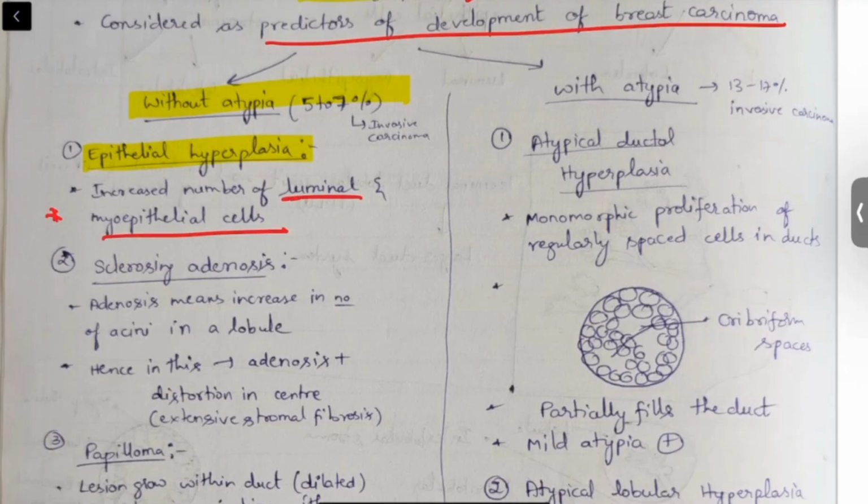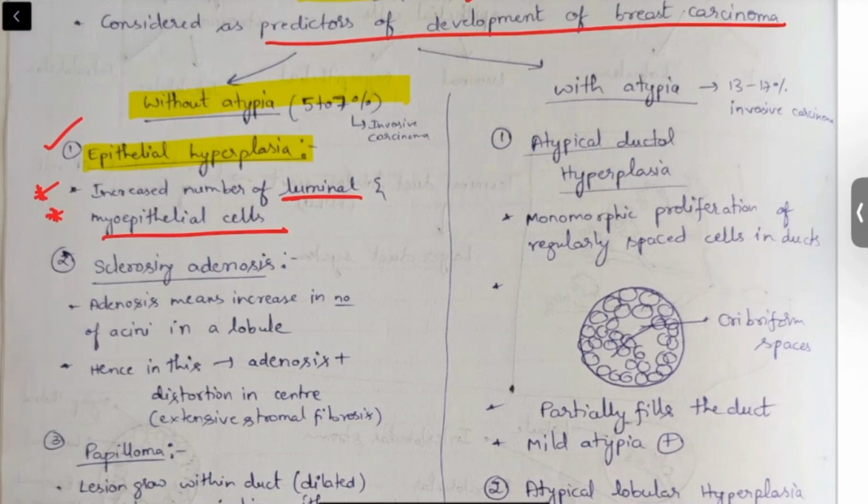If we diagnose it, suppose we have done a mammography and noted density and calcification, we take a biopsy of that specimen and visualize it under the microscope. If we see that the luminal and myoepithelial cells of the ductules are more in number, then it is diagnosed as epithelial hyperplasia, and we can predict that this patient has a 5 to 7% risk of developing invasive cancer. So we will monitor her closely, tell her to come for regular checkups, and advise the patient that she is at risk.